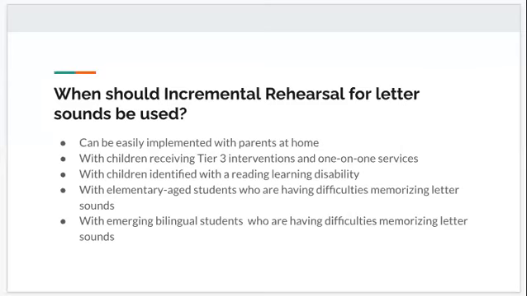Incremental rehearsal can be used for students who are in the early elementary ages. It is easy for anyone to administer, such as teachers, parents, or paraprofessionals. Incremental rehearsal can also be administered in a virtual format. It should be used when a student is having difficulties memorizing letter sounds, and this intervention is also helpful for emerging bilingual students and is typically used as a Tier 3 intervention.